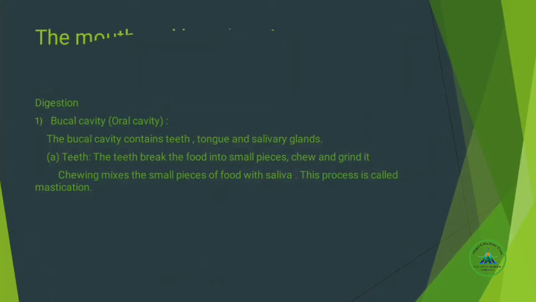The mouth or buccal cavity. Here the digestion of food starts. The process of taking in food is called ingestion. The buccal cavity consists of teeth, tongue and salivary glands. The teeth break the food, chew, grind and mix it with saliva. This process is called mastication.